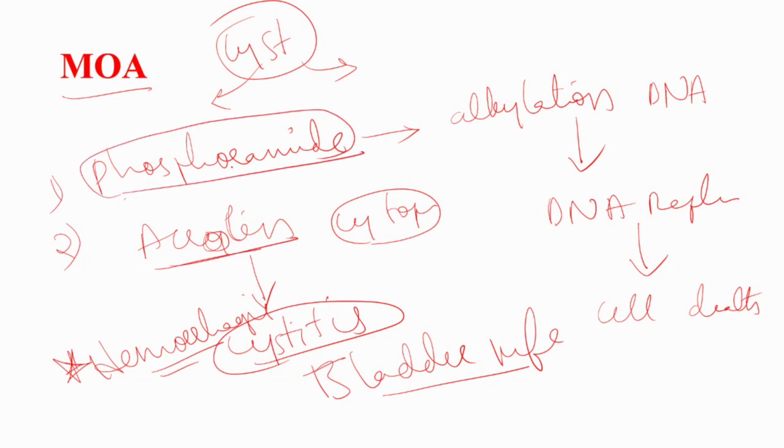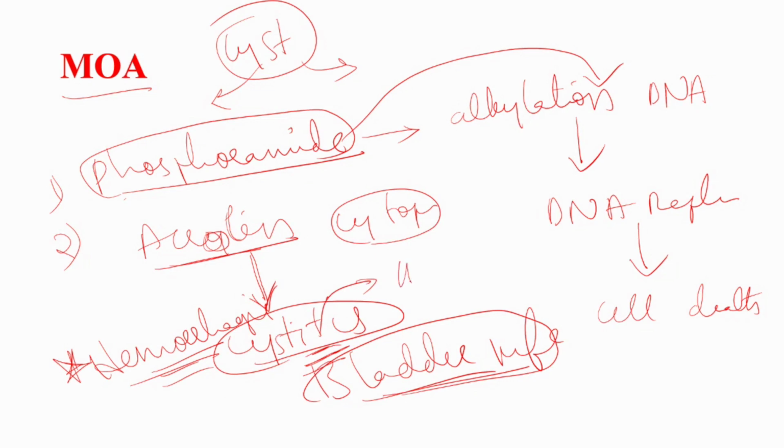Phosphoramide has a cytotoxic property, and it will try to kill the neoplastic cells. Whereas the second active form, acrolein, will go and cause hemorrhagic cystitis. Cystitis means bladder inflammation. Through hemorrhagic cystitis it causes hematuria. Hematuria, a very, very important adverse effect. This is the specific adverse effect with cyclophosphamide.